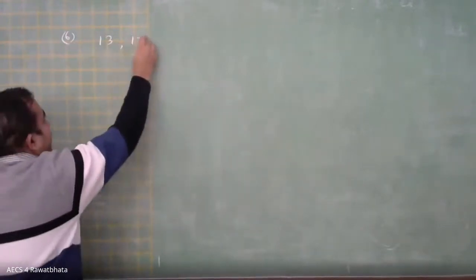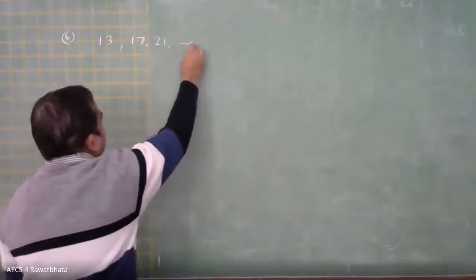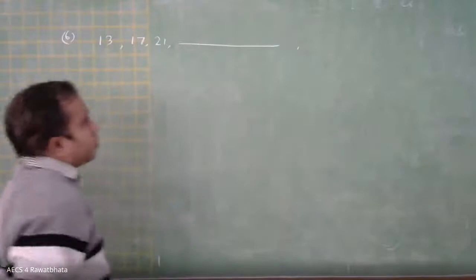If you divide by 4, it will be a 2-digit number, I have to tell, right? A 2-digit number, and 1 will be the remainder. The next term will be 17, right? Divide by 4 and you get 1 as remainder. The next term will be 21. Up to what should be the last number? What should be the last number?